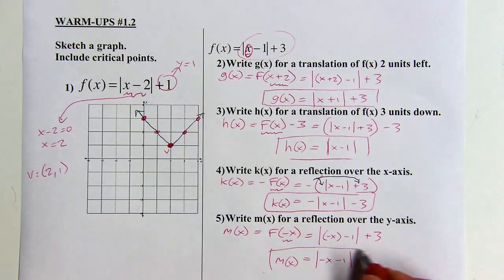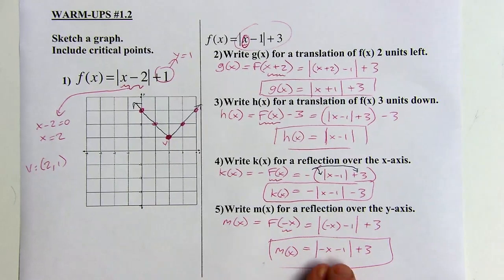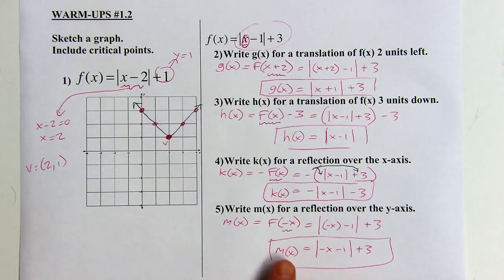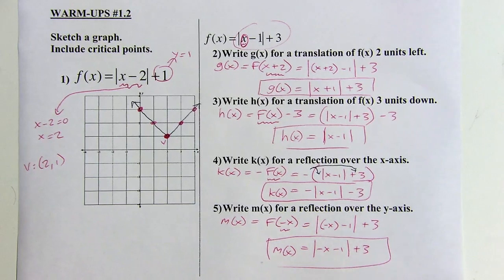Sometimes some books like you could change the sign of everything in the absolute value and it would be equivalent. So this would be equivalent to the absolute value of x plus 1 plus 3. So that would be an alternate correct answer. I don't see the point of doing that, but some of the books do that sometimes.